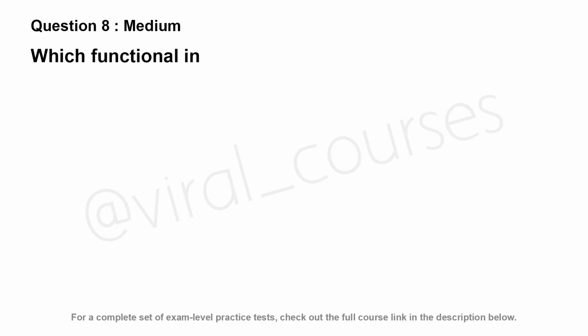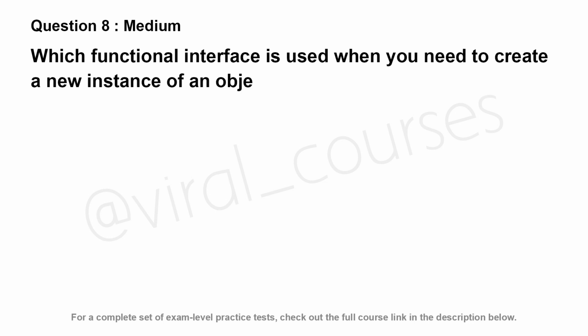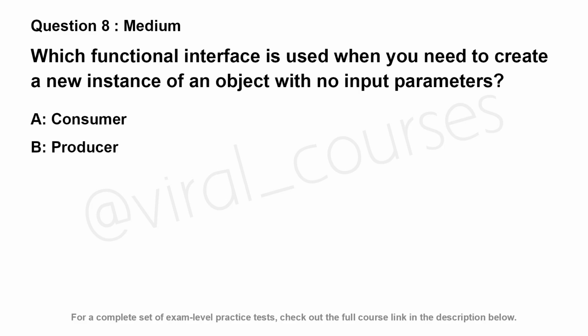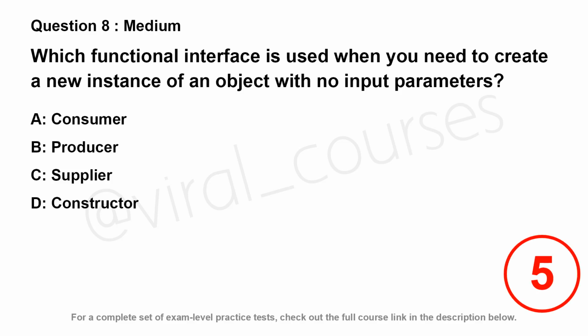Which functional interface is used when you need to create a new instance of an object with no input parameters? Option A, Consumer. Option B, Producer. Option C, Supplier. Option D, Constructor.